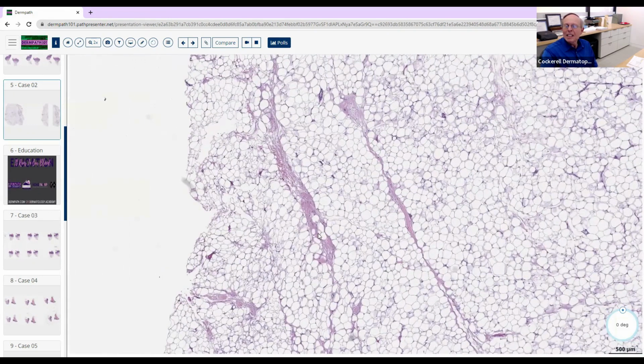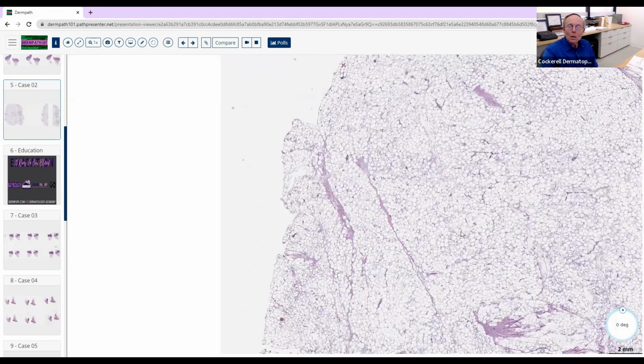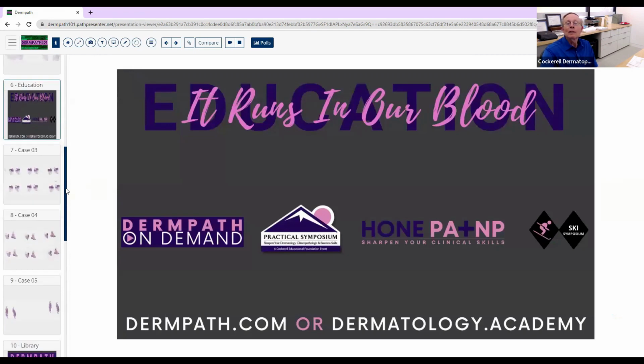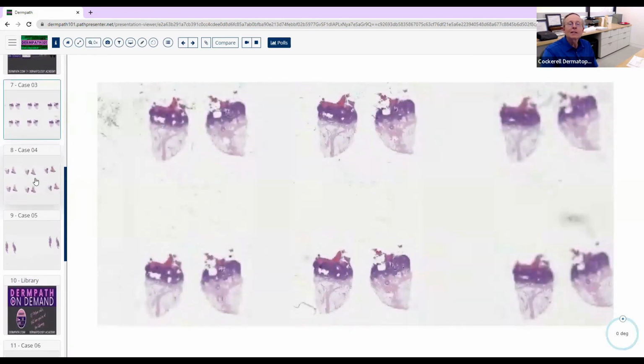But that's more in the soft tissue neoplasia category. I really doubt seriously that you'll be getting that on your exam. So good. This is just another variant to put in the library. I'm not sure why that's here. It should kind of go at the end.